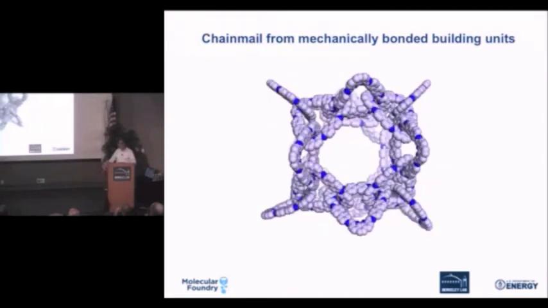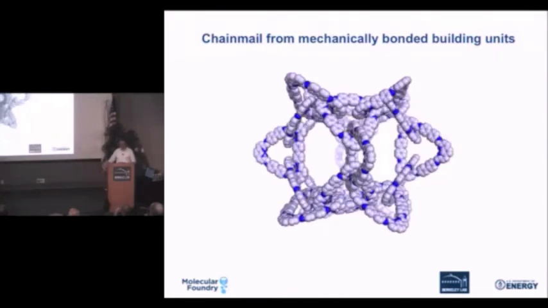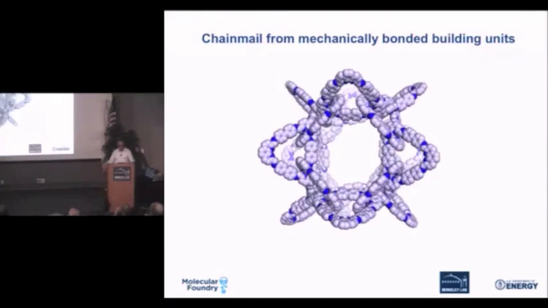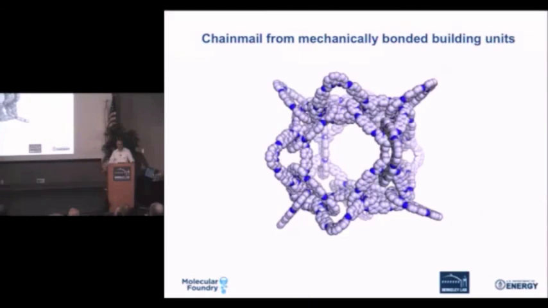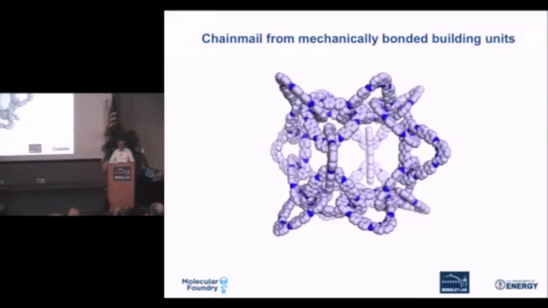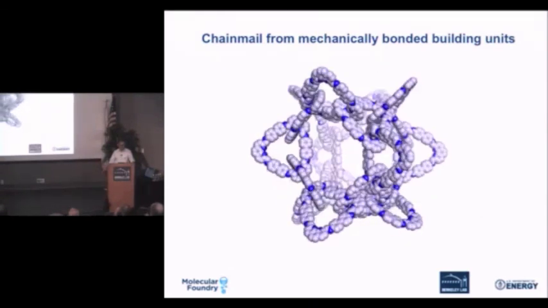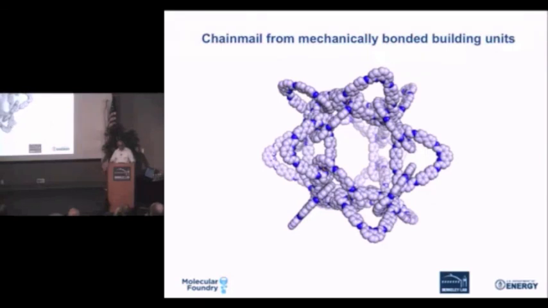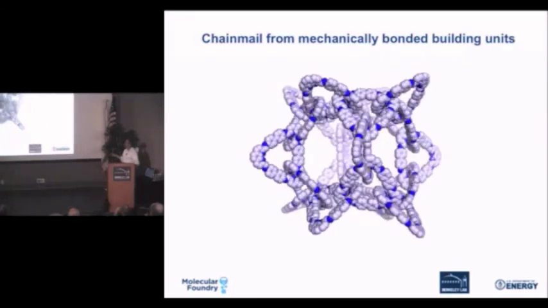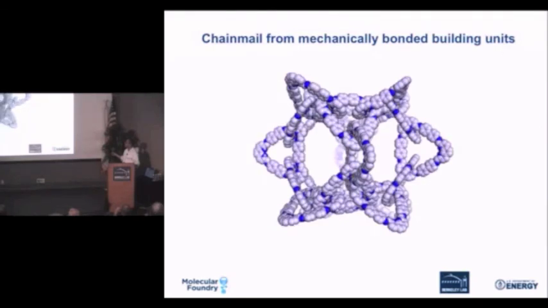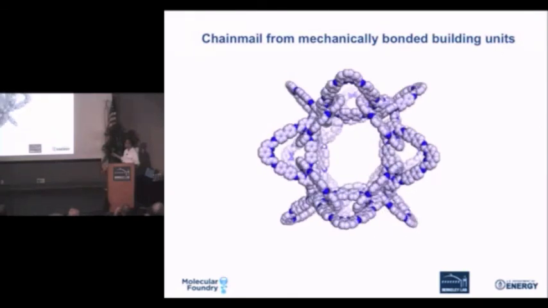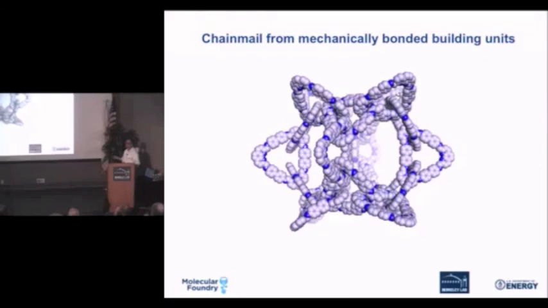Here's an object for our synthesis. I discussed with you a lot about how you connect building units through covalent bonds. But there is another way to do it, and that is through mechanical interlocking of molecules. So could we use mechanical bonds to build extended structures? And what sort of properties will these materials have?